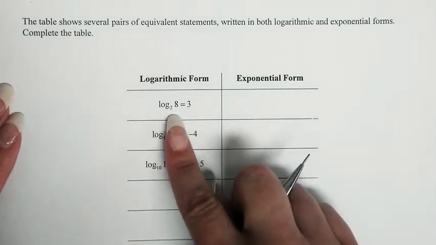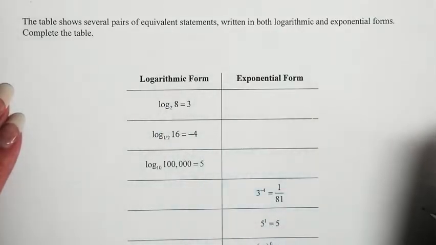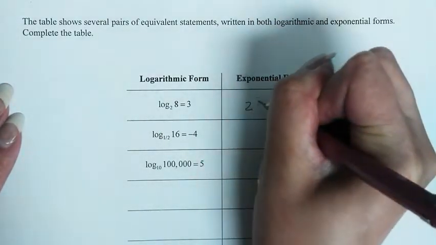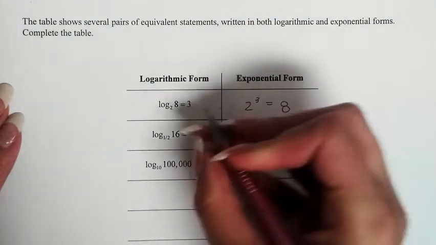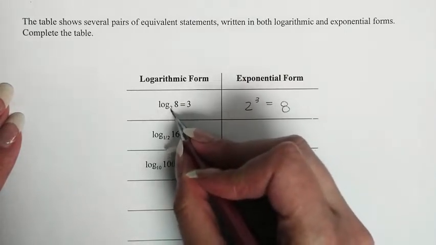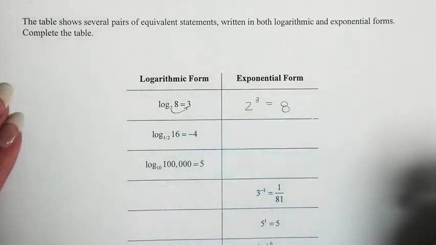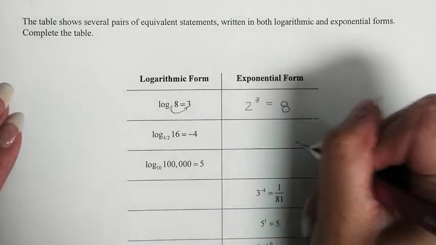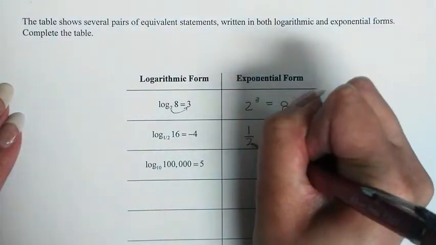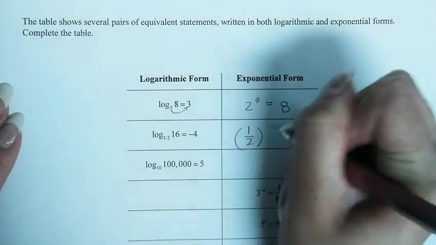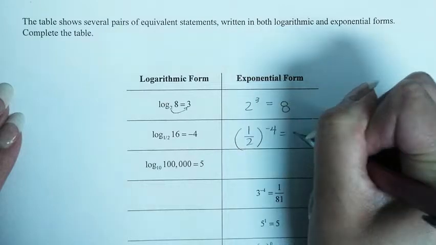If you have this equation, and we know that the base is 2, how you can rewrite this in exponential form is 2 to the power of 3 is equal to 8. As you can see, this 2 is going to be here and then raised to the 3. In the next one, the base is 1/2, and the exponent is -4, and this is equal to 16.